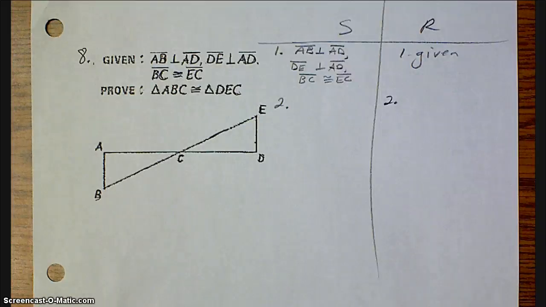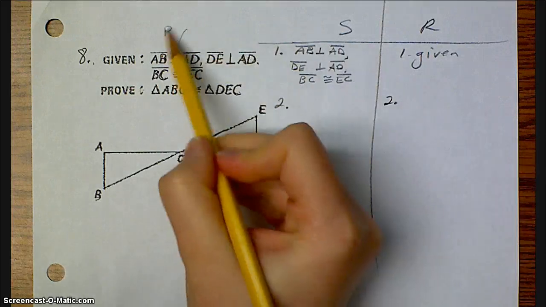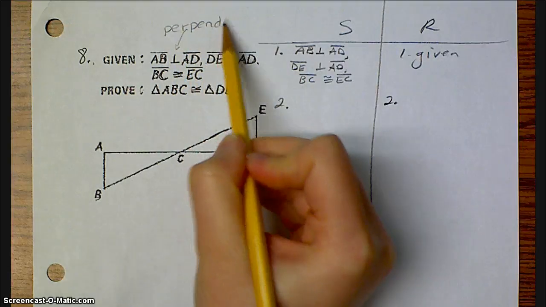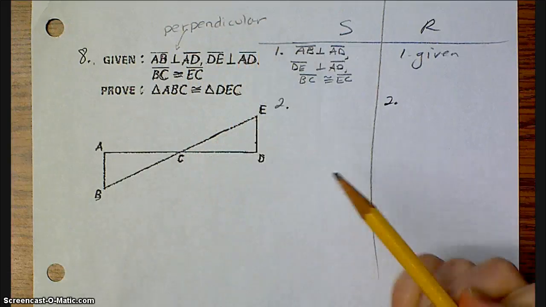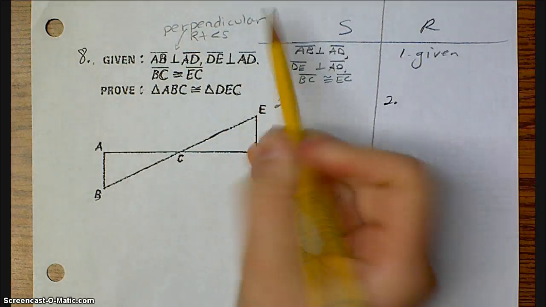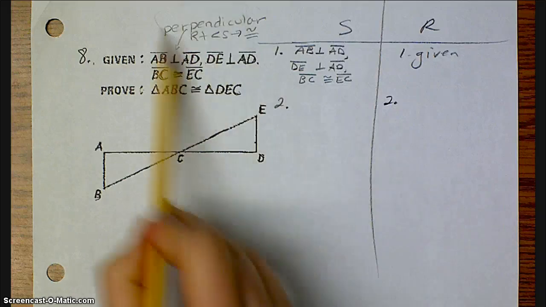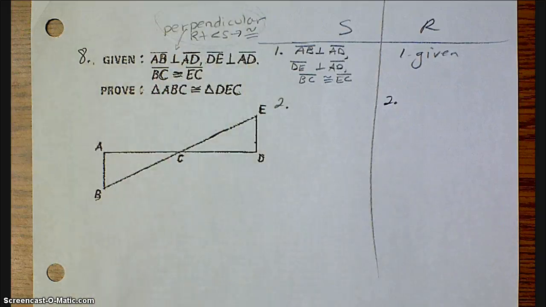Alright, now let's try number 8. We did one like this, I think, in the last video. It had the same symbol. Remember, that means perpendicular. And whenever you have perpendicular lines, they form right angles. And whenever you have right angles, they are going to be congruent. So remember, we have to use this idea somewhere in our proof.